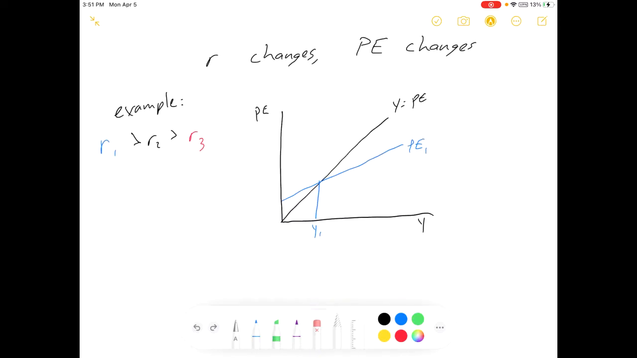For example, here we are starting out. Planned expenditure 1, Y1, and now let's see what happens when we lower interest rates. So R2 will be lower than R1, and R3 will be lower than R2. Well, if you lower the interest rates, investment will rise, planned expenditure will rise, GDP will rise. If you lower the interest rate further, planned investment will rise, GDP will rise, and there you go.